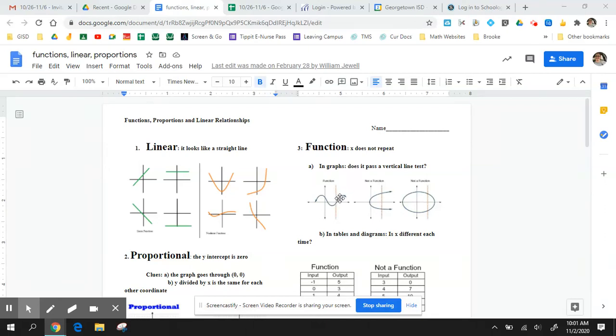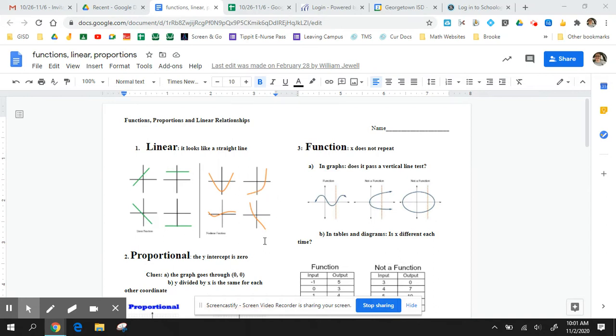Hey everyone, today we're going to look at just reviewing what a function is, what proportional and non-proportional relationships are, and what is a linear relationship. Just a quick review. If you need more information, please go back and look at your Schoology in those different lessons for a better video of it and review.